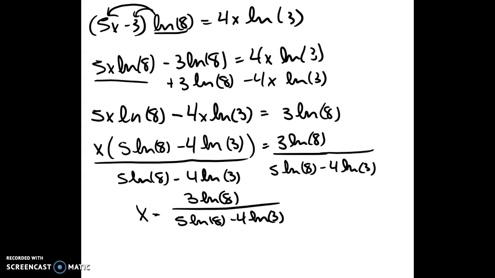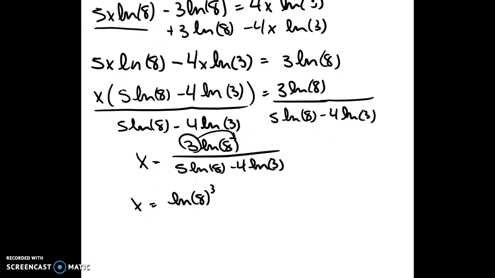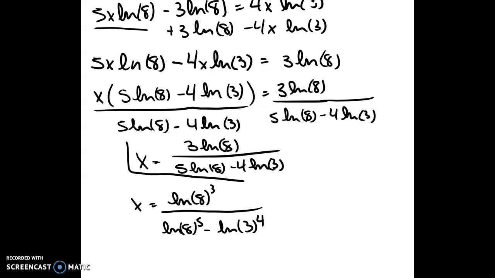Okay, and you could keep going. You could throw this 3 back over here and it becomes an exponent. So it could look like natural log of 8 raised to 3 divided by natural log of 8 raised to 5 minus natural log of 3 raised to 4. But I believe one of the choices is this right here. So you can stop right here, and that can be your final answer.